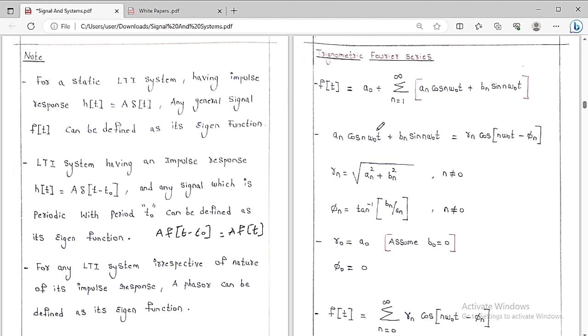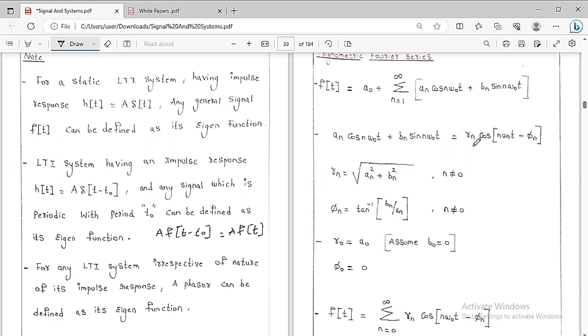Then I will do some simplification of this. Listen carefully. Here, a n cos n omega naught t plus b n sin n omega naught t, I will write in terms of cos. How can we write it? Rn cos of n omega naught t minus phi n. So I am going to write it like this.